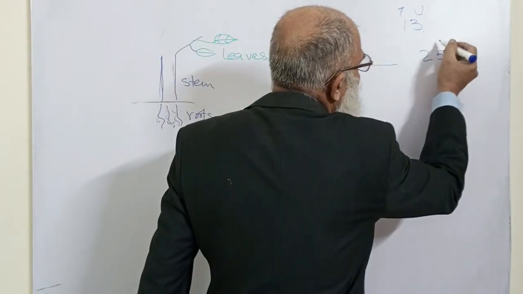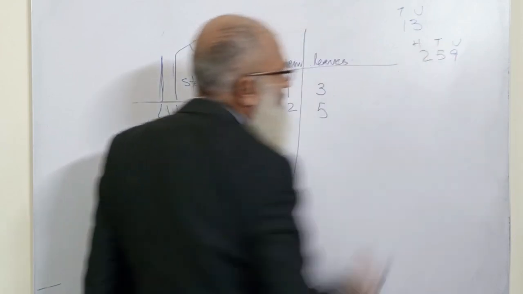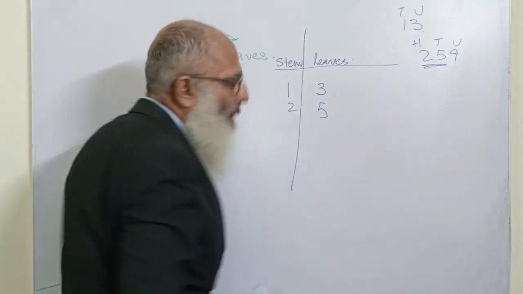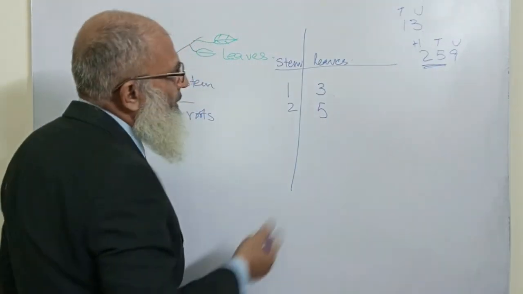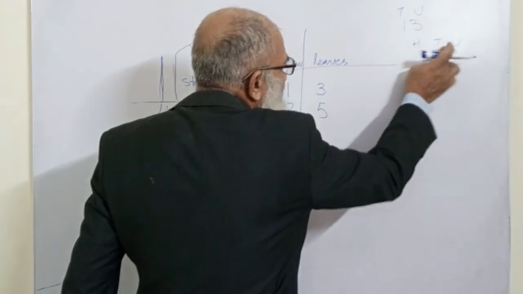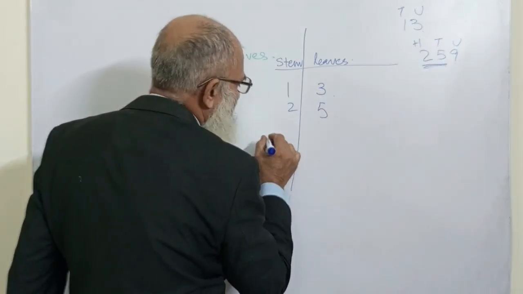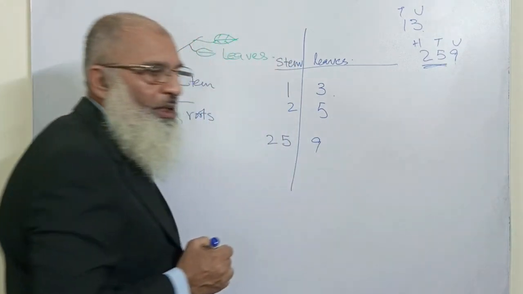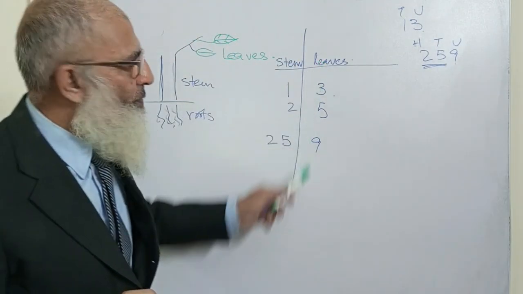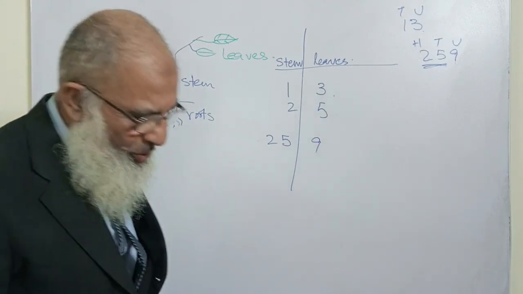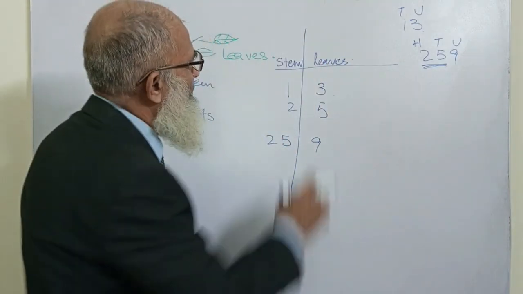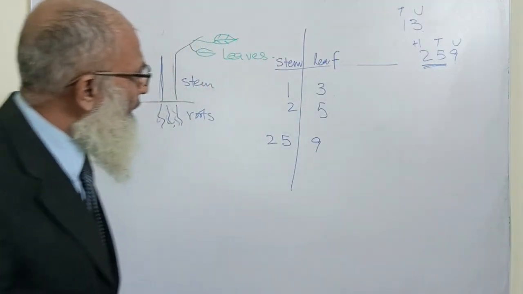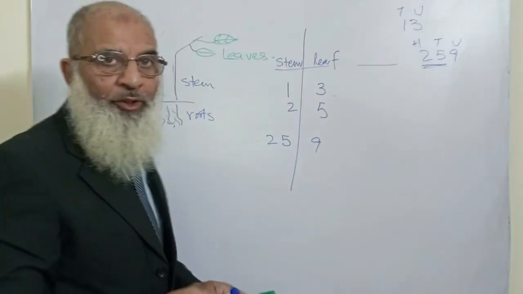Now you see that this is unit, this is 10, this is 100. We will take this part, 100 and 10, the 25 part over here, and we'll write only the unit part under the column leaves, or you can simply write it leaf. Okay. Now I hope you would have understood that.